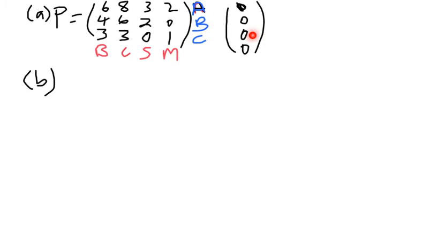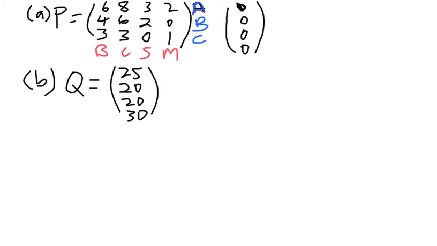This will be matrix Q, and each of these elements will be the prices of each type of cake. So the price of all the blueberry cakes would be the price of 1 blueberry cake multiplied by 6 blueberry cakes. So therefore we can say that our matrix Q, we arrange it in a column matrix. This is 25, that's for blueberry cakes, chocolate cakes, strawberry cakes, and mango cakes, my favorite.